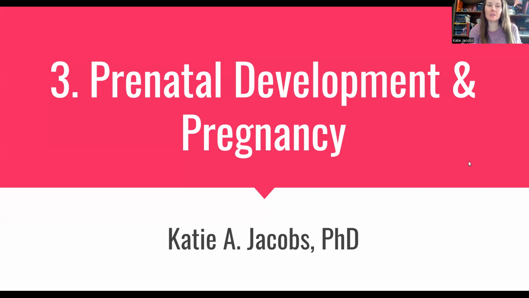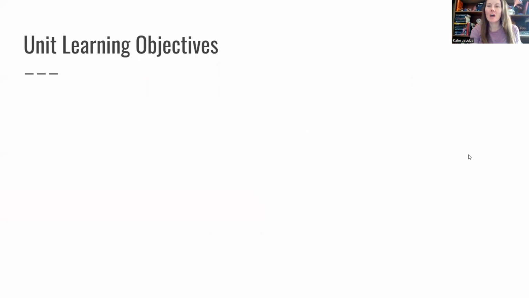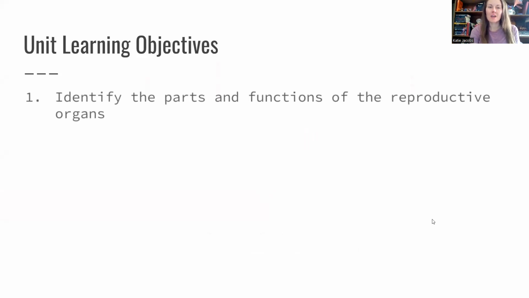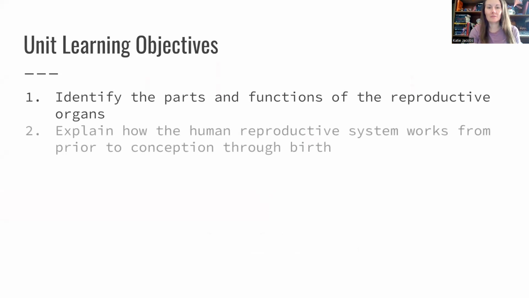So there are some unit learning objectives that I want you to be able to do by the end of this unit. I'd like you to be able to identify the parts and functions of the reproductive organs. I'd like you to be able to explain how the human reproductive system works from prior to conception through birth.